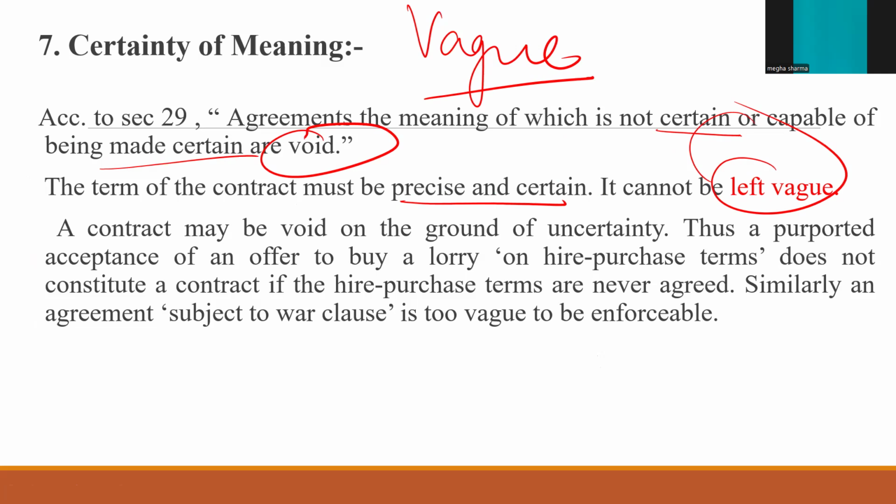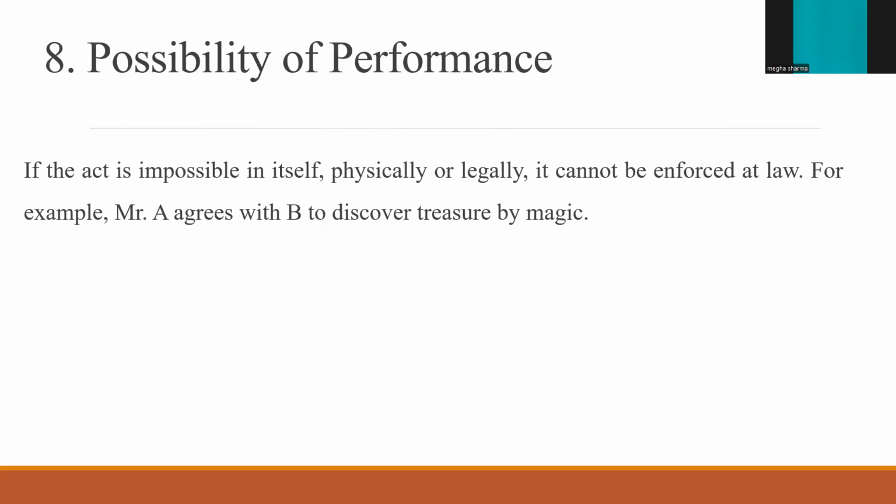I like the thing in yellow. There are so many yellow things lying in front of you. Which one are you talking about? So you need to be very certain about the things you're talking about. Certainty of meaning is very important in the law of contract.